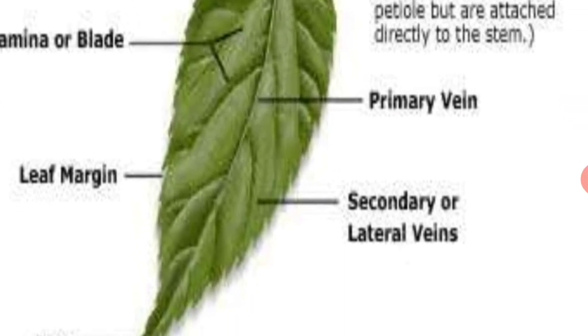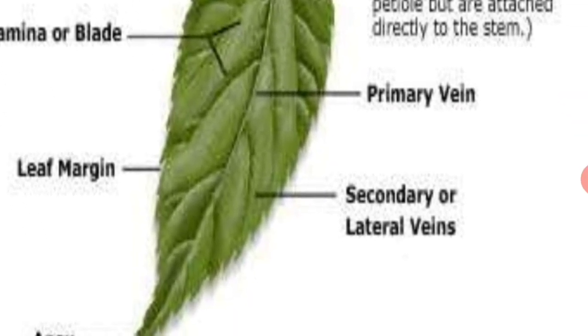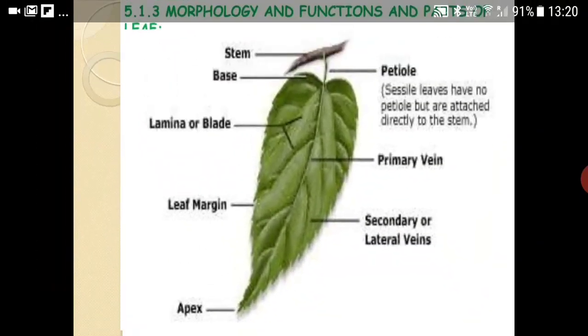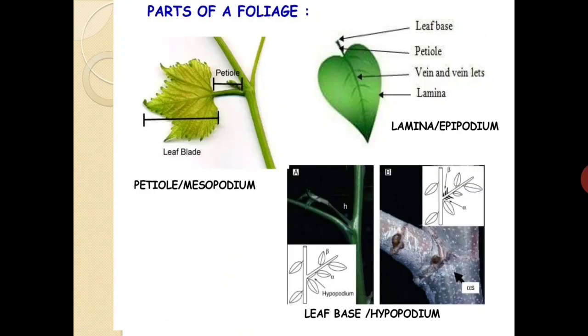Leaf blade is there, middle part is the blade, and there is a very fine branches is known as the primary vein. Large margin is there, and secondary or lateral vein is also there, and the last region is known as the apex of the leaf. This is the part of a foliage or leaf base, leaf petiole, vein, or leaf lamina or leaf blade, and petiole is there in the other case of the leaf. The leaf base is also known as the hypodium.